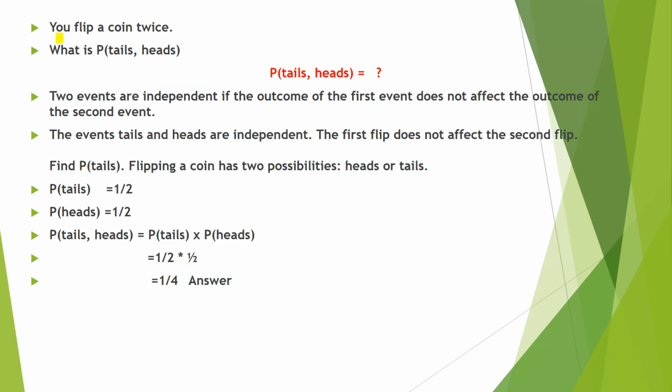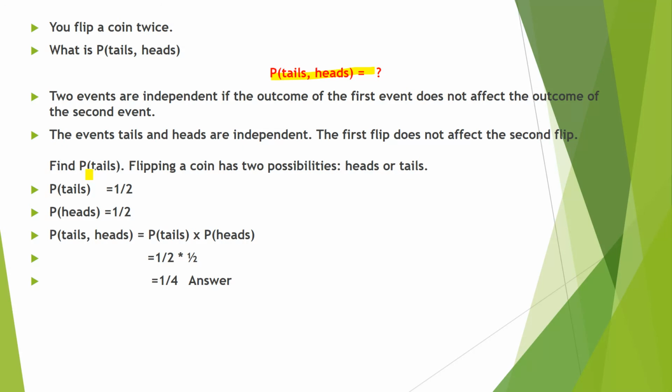One more example: suppose you flip a coin twice. Twice means two events. What is the probability of tails and heads? We have to find out. Two events are independent if the outcome of the first event does not affect the outcome of the second event. The events tails and heads are independent. The first flip does not affect the second flip.